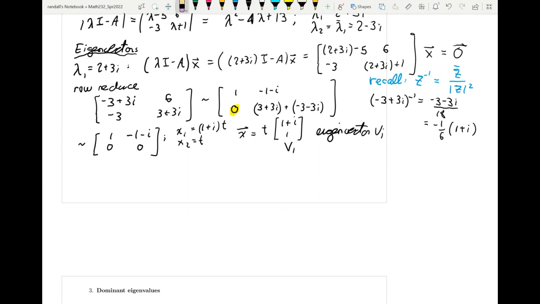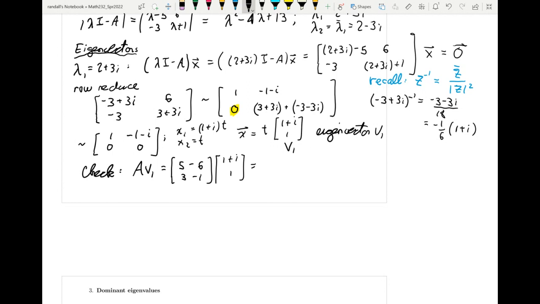v1, and we can check this. Like I mentioned last time, it's good to check the computation. So A times v1, let's see what that is. A was the matrix 5, -6, 3, -1, times this v1, 1 plus i, 1.